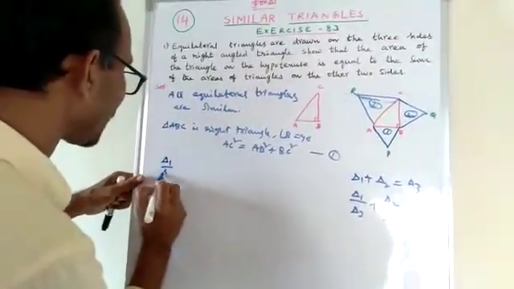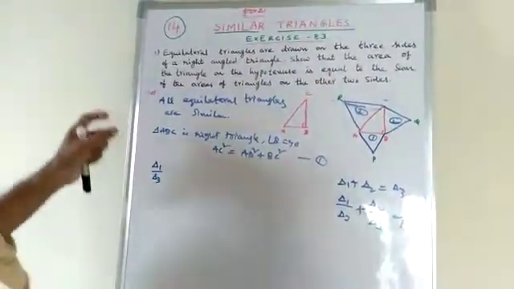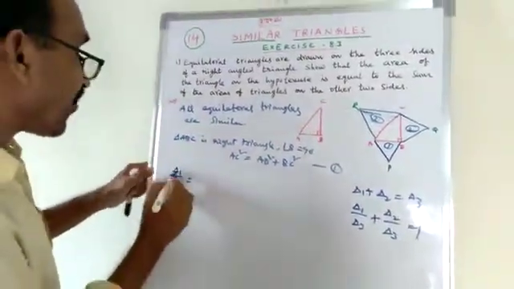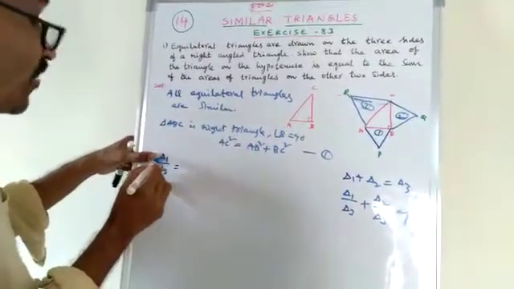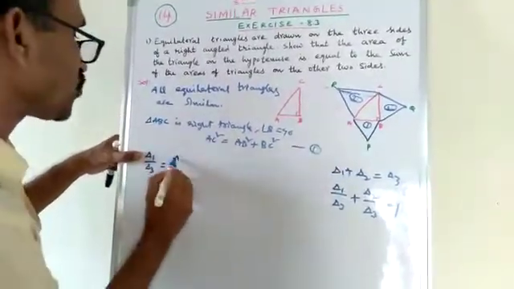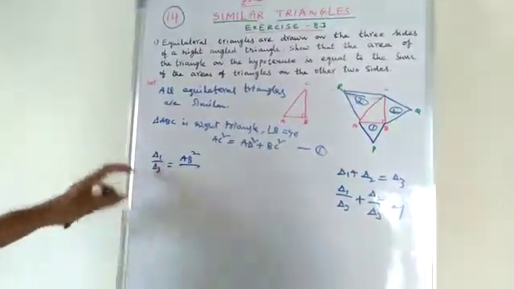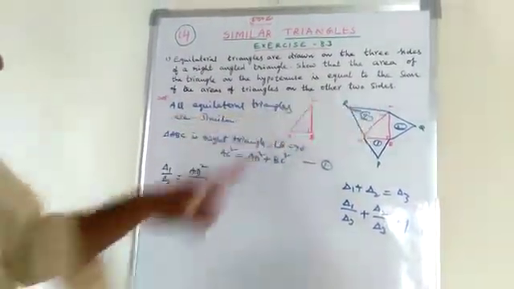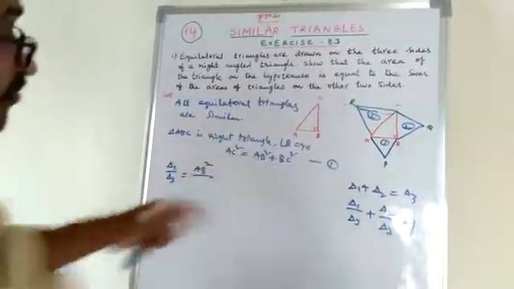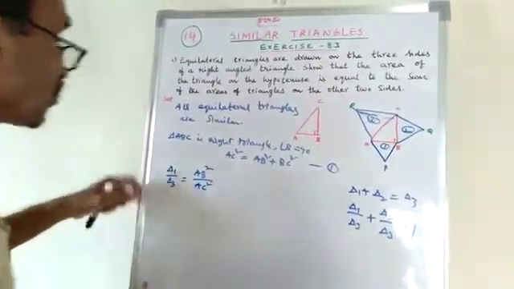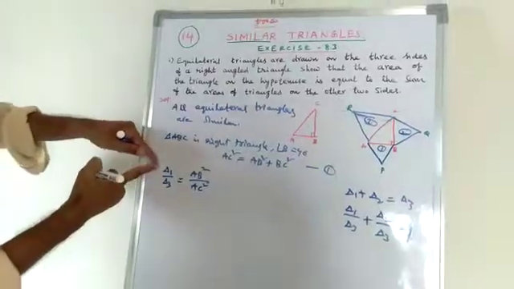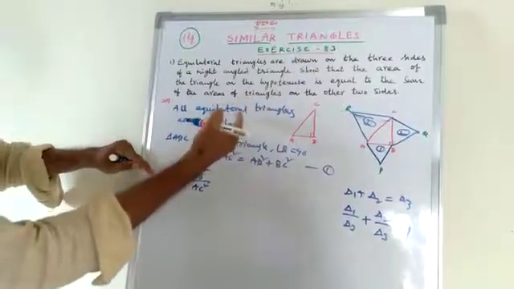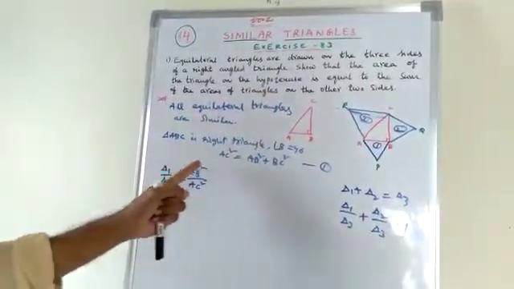Triangle 1 by triangle 3. What is the rule? What is the side of triangle 1? That is AB. So AB square by, what is triangle 3? ACR. What is the corresponding side of AB? AC square. Why? Look, the ratio of the areas of similar triangles, and these are all similar equilateral triangles, is equal to the ratio of squares of corresponding sides.